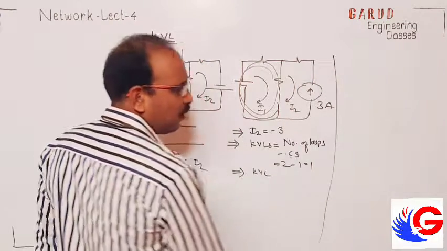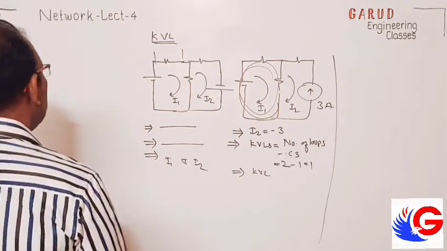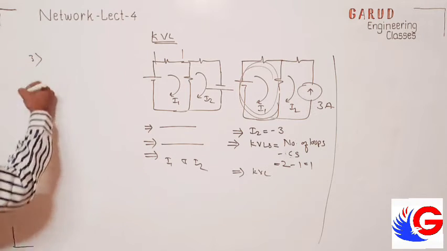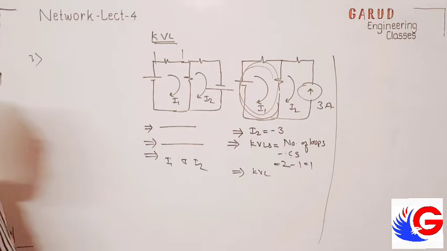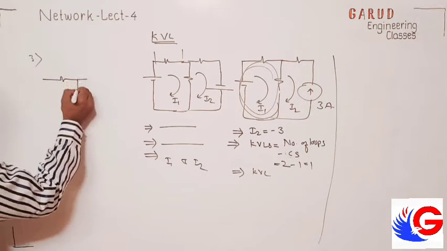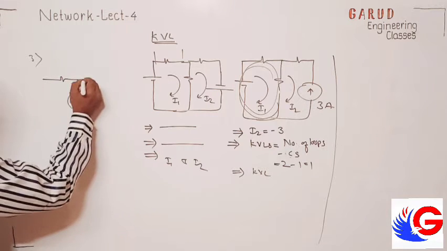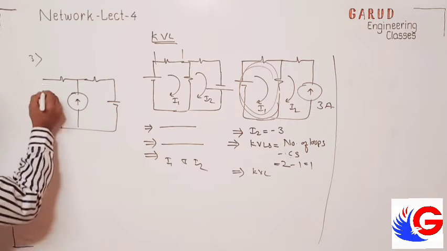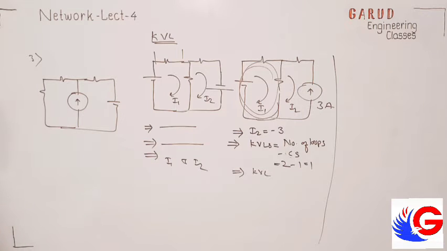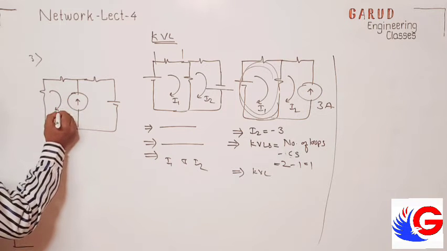Okay. Third, rule number 3, or the third type of KVL. There is a current source in a sharing branch. What if there is a current source in a sharing branch? So assume I1 and I2.